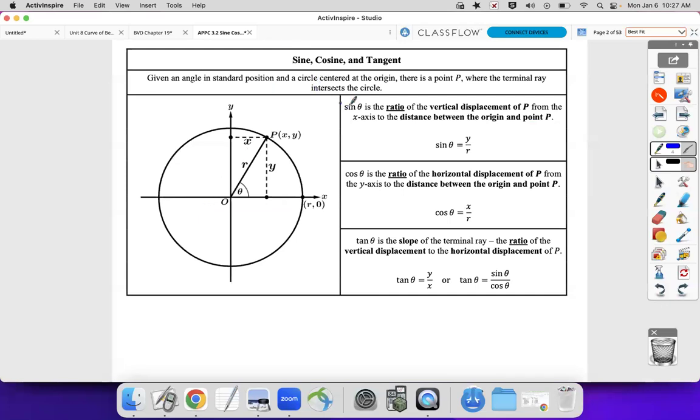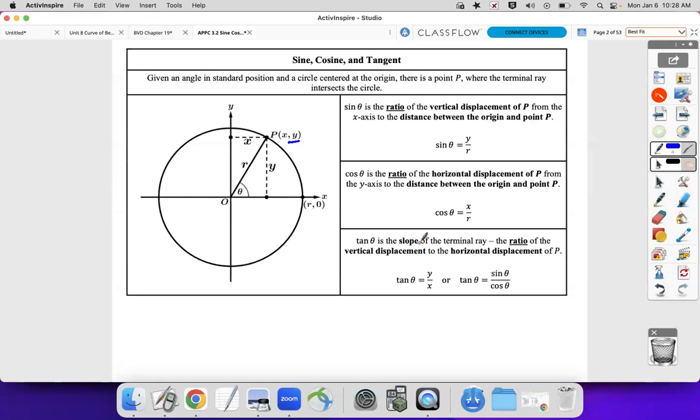Okay, so the sine of an angle is the ratio of the vertical displacement P, that's vertically going in this direction, so the vertical distance between the origin and point P. Okay, that's the vertical distance. And we measure that as sine theta, we call our angles Greek letters, is the y value of that point P over the radius. And the cosine theta is the ratio of the horizontal displacement, the x value over the radius.